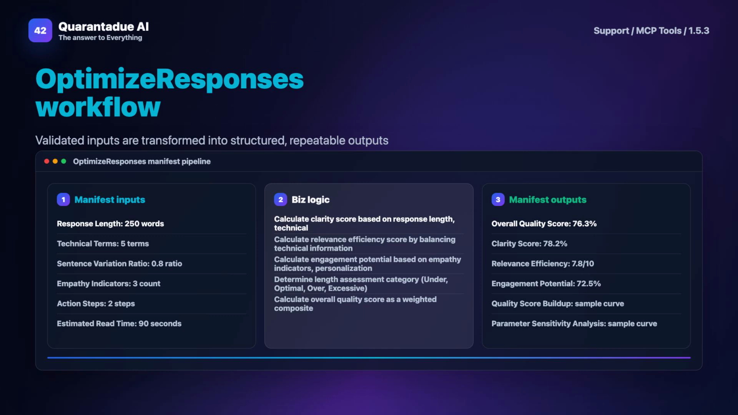Calculate engagement potential based on empathy indicators, personalization level, and response length, where moderate empathy with high personalization and appropriate length yields optimal engagement. Determine length assessment category under optimal over excessive by comparing response length to ideal ranges adjusted for technical complexity and number of action steps. And calculate overall quality score as a weighted composite of clarity score, normalized relevance efficiency, and engagement potential, where all three components contribute to the final quality assessment.